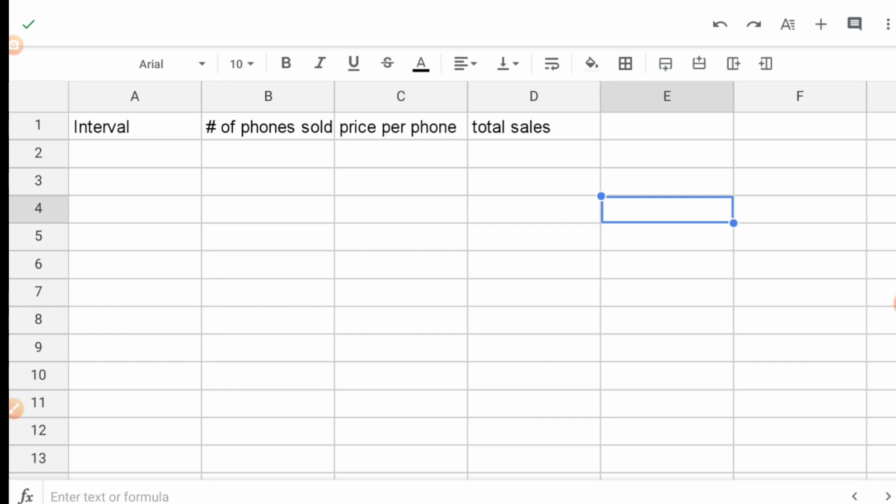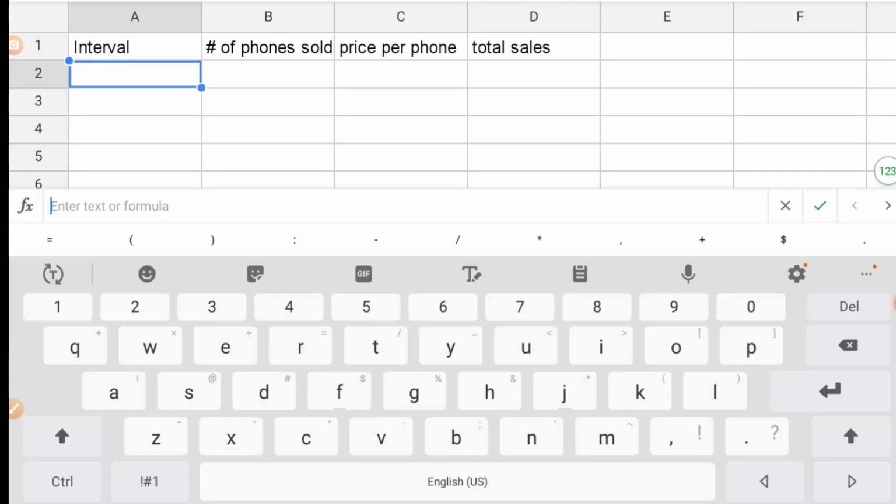So interval. I'll tell you what this is in a little bit, but let's enter a value in here. So we're going to go 0. And then we're just going to increase by 1 every time. So 0, then 1, then 2, then 3.